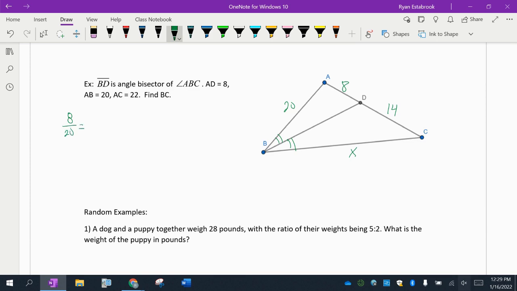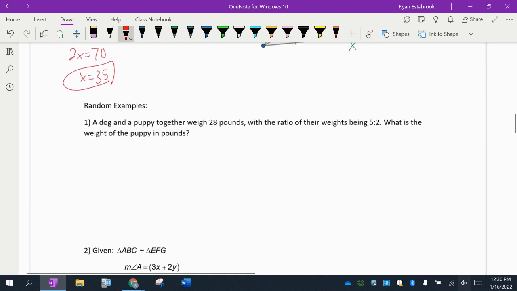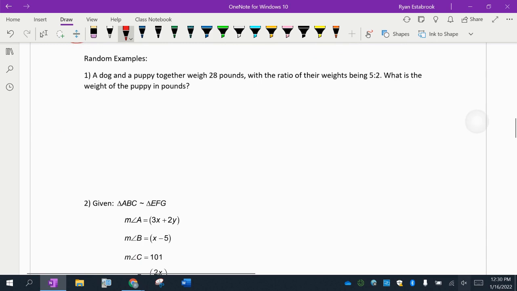I know that 8 over 20 is going to be equal to 14 over x. Now, one thing I can do is simplify down this fraction, divide by 4, so smaller numbers, that's great. Now we'll cross multiply, 2x is equal to 70, divide both sides by 2, so x, the unknown side of BC, is equal to 35. So that's really the only new thing in section 7.5. The rest of the things that I have in here are just some review examples from previous ones.